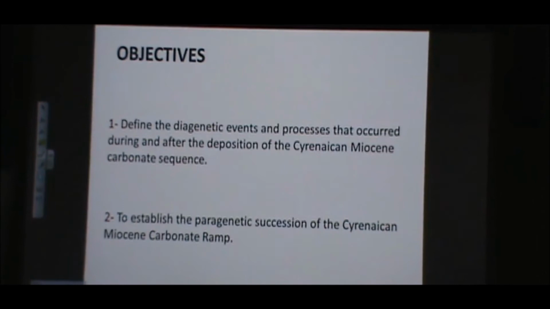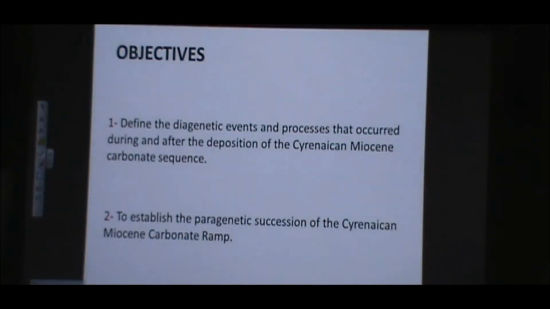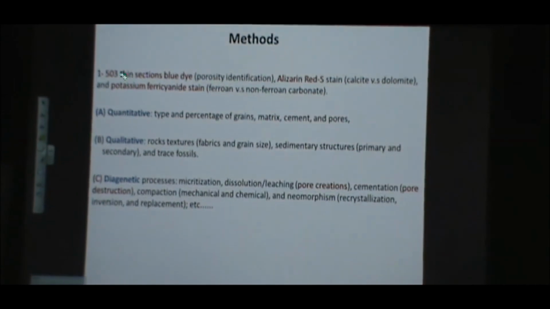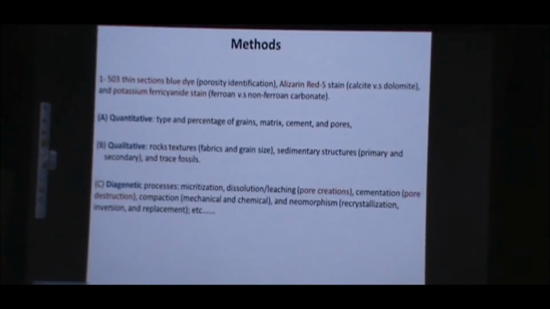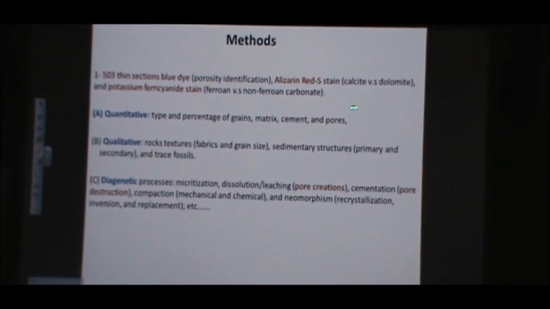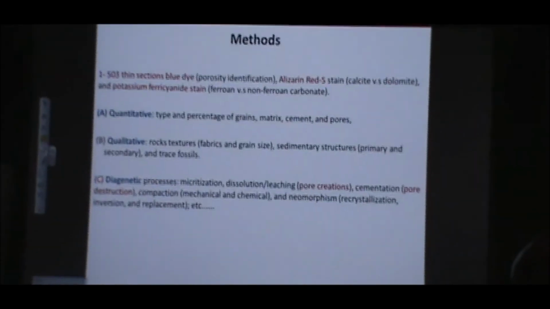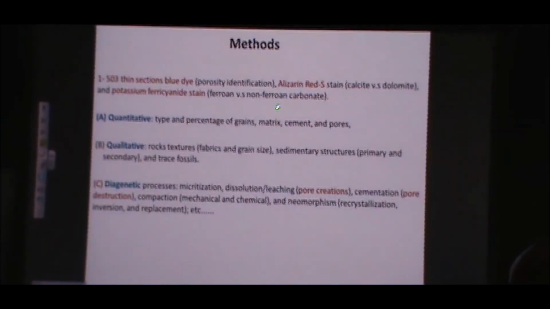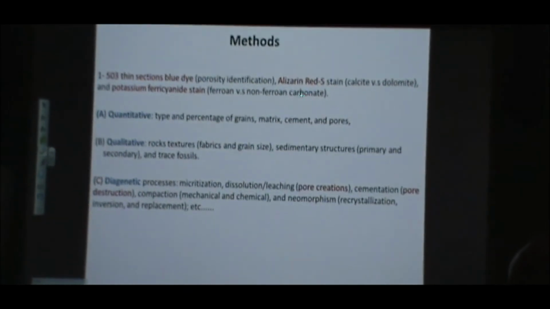The objective is to define the diagenetic events and processes in the Miocene section, and then establish the paragenetic sequence of the Cyrenaican area. So the methods, again, we had 503 samples. We put a blue dye to identify porosity, alizarin red to distinguish between calcite and dolomite, and potassium ferricyanide to distinguish between ferroan and non-ferroan carbonates.